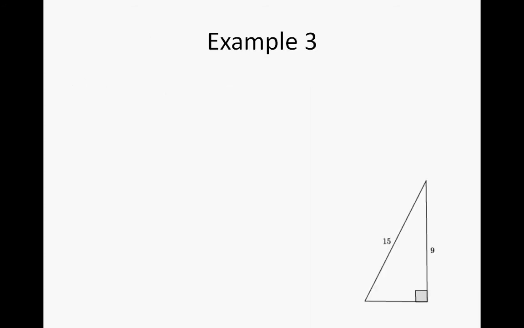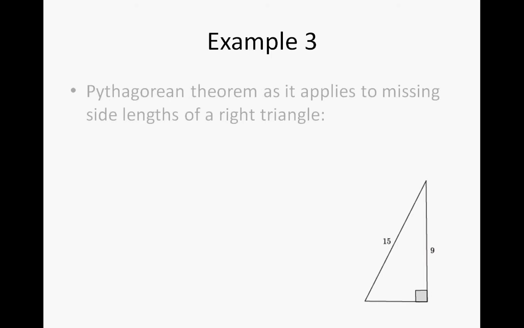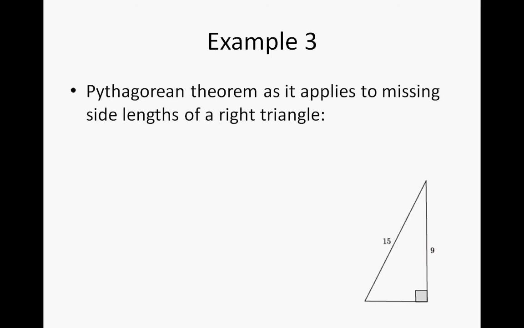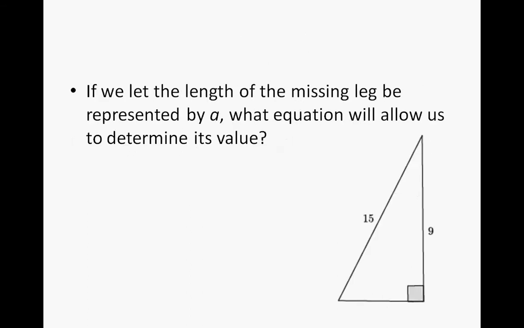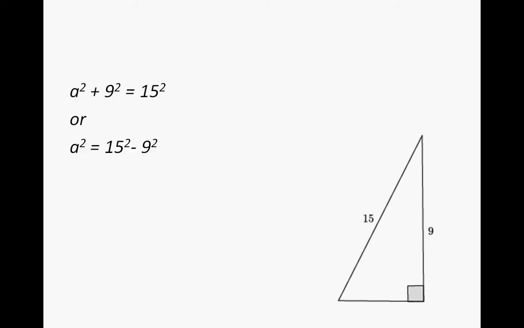Right, let's take a look at example 3. Pythagorean theorem as it applies to missing side lengths of a right triangle. So given a right triangle with a hypotenuse of 15 units and a leg length of 9, what is the length of the other leg? If we let the length of the missing leg be represented by a, what equation will allow us to determine its value? Well, we could say a squared plus 9 squared equals 15 squared, or we can say a squared is equal to 15 squared minus 9 squared.